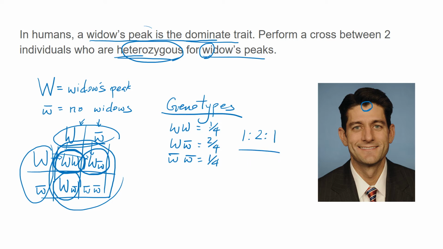And if you're wondering how I got that, I just used the numerators here and I put them into that little order, all right? So what are the phenotypes? What will we see, right? How many of these kids might have a widow's peak? Well, the 2 phenotypes here are to have a widow's peak or no widow's peak.